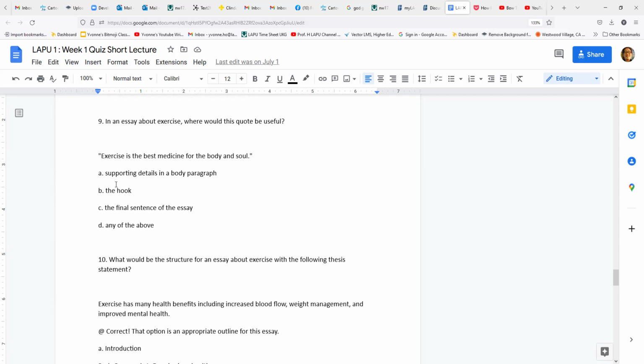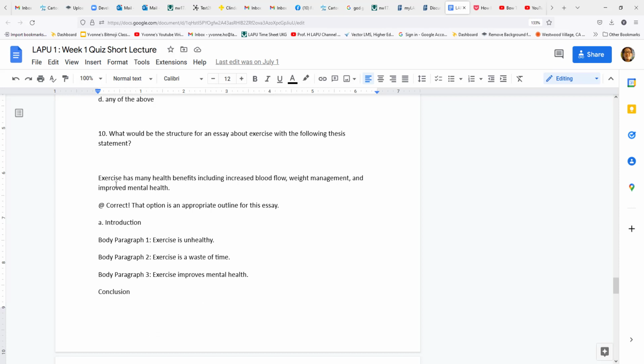In an essay about exercise, because I looked at them, I'm like, well, yes, I could write that as a supporting detail in a body paragraph. I can write it as an introductory hook where I grab the reader's attention, and I could write it as a takeaway lesson as the final sentence of the essay. So when I looked at that question, I'm thinking, yeah, I could do any of the above. And just like I've said in my forums, when I write a paper, I visualize it in my head. So as soon as I saw that sentence, I was visualizing a paper in my head, and I was thinking, yeah, I could put that anywhere. So that was D.